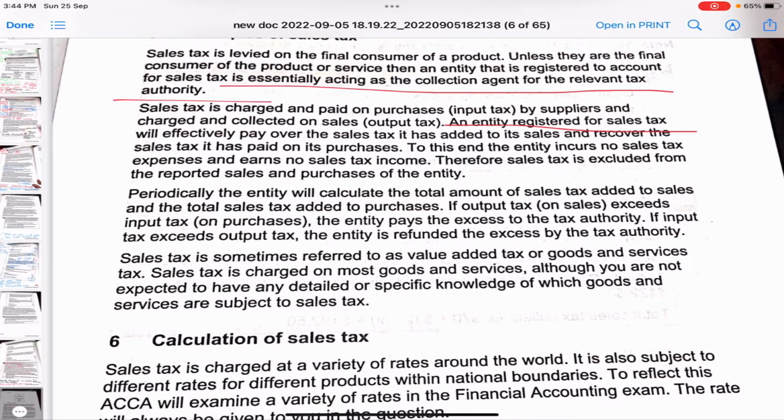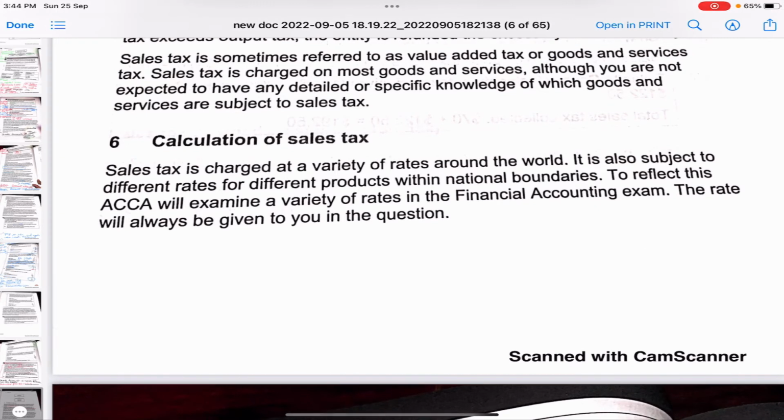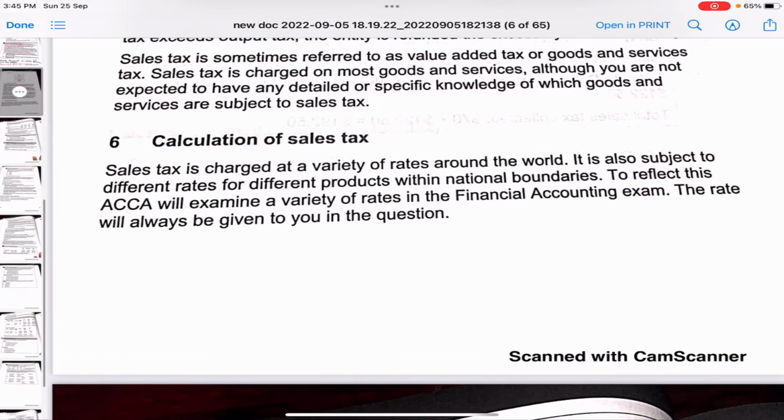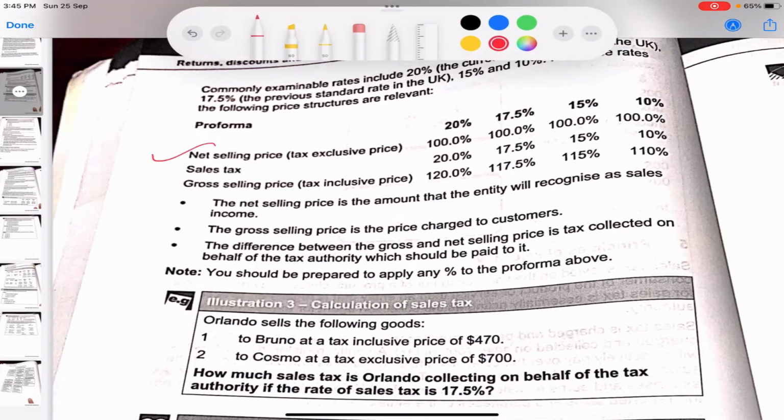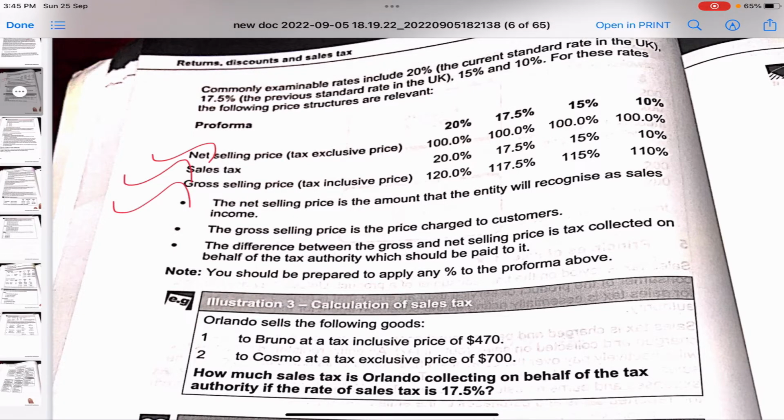Easy? No doubt about it? If you are still not able to understand, go back, rewind the video and watch it again and listen to me again. You will be clear with it. Sales tax is sometimes referred to as value added tax or goods and services tax. Sales tax is charged on most goods and services, although you are not expected to have any detailed or specific knowledge of which goods and services are subject to sales tax. So when it comes to calculation of sales tax, I have discussed net selling price, net sale price, sales tax, gross sales tax. This I have discussed, so you can just go through that again. Okay.